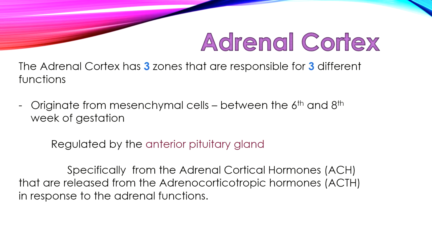All right, moving outward to the adrenal cortex. The adrenal cortex is broken down into 3 zones that are all responsible for different functions. These originate from the mesenchymal cells between the 6th and 8th week of gestation. These are regulated by the anterior pituitary gland, specifically from the ACTH that is released in response to the adrenal functions.